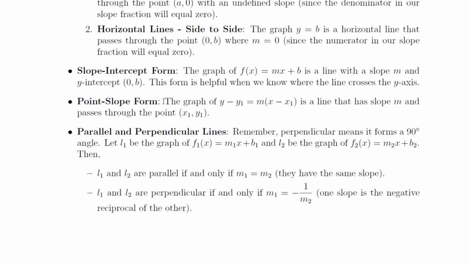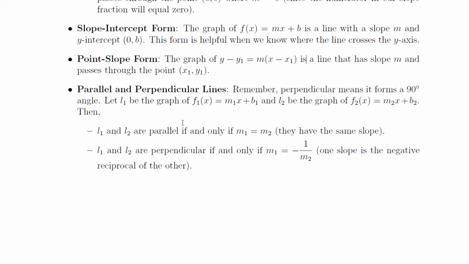Point-slope form: if you don't have a point on the y-axis, but you're given a point somewhere else and a slope, you can substitute all those values in right here and still get an equation for a line. When you simplify, you can take this form and turn it into slope-intercept form after you substitute those values for x1 and y1. And we'll do an example of that in just a minute.